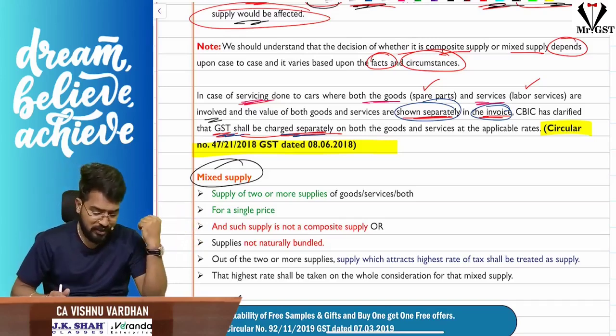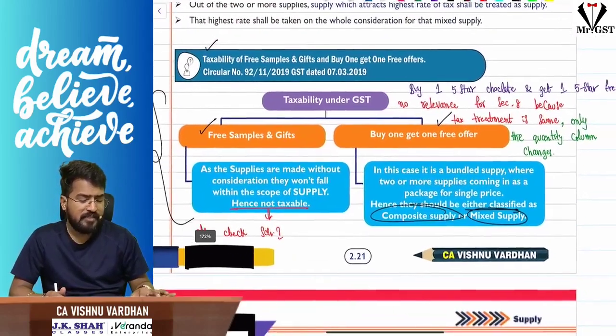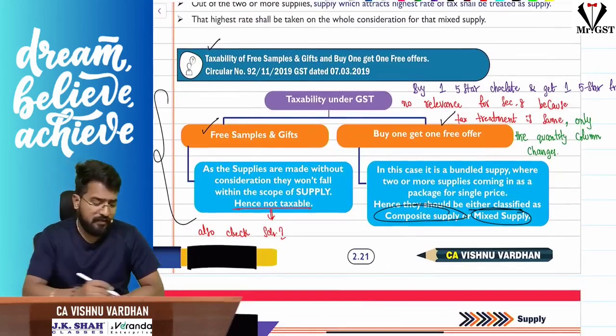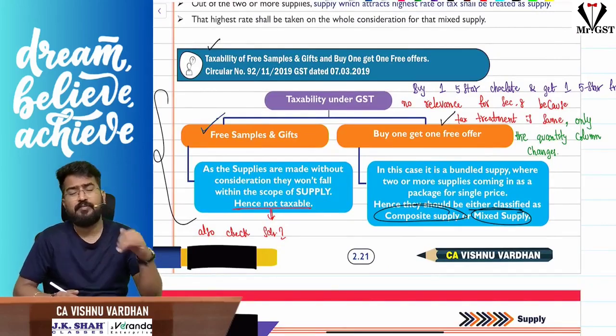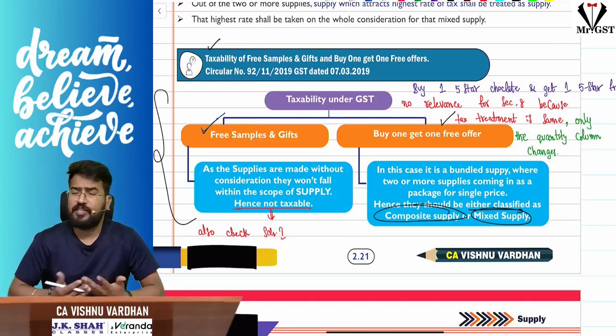So that is section 8, right? And there is one more thing here regarding taxability of samples and gifts and buy one get one free offers. Please understand, when a free sample or a gift is given, that means there is no consideration at all. If there is no consideration, it is not a supply.